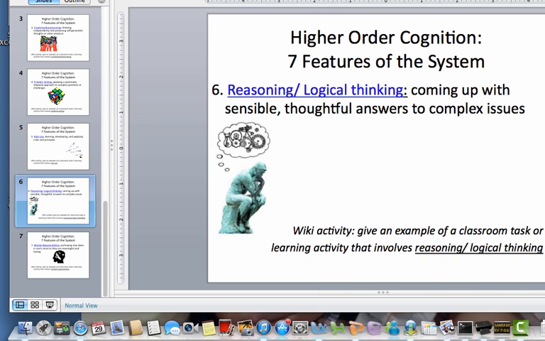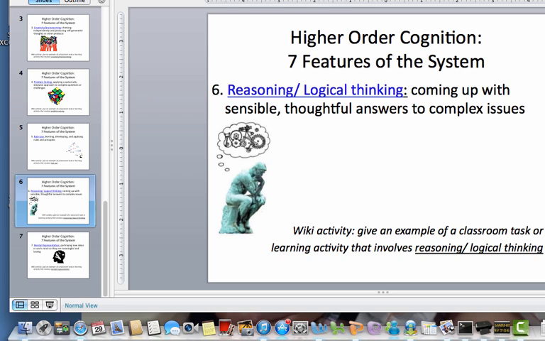The next feature we're going to be thinking about is reasoning and logical thinking. And this is defined as coming up with sensible, thoughtful answers to complex issues. Now, while reasoning and logical thinking can be conducted outside the verbal realm, most often in the classroom, it is done using a language-based approach. Students are asked to develop arguments through language, express those either through a written format or through verbal discussion, and then compare and contrast answers to each other to see what makes the most sense.